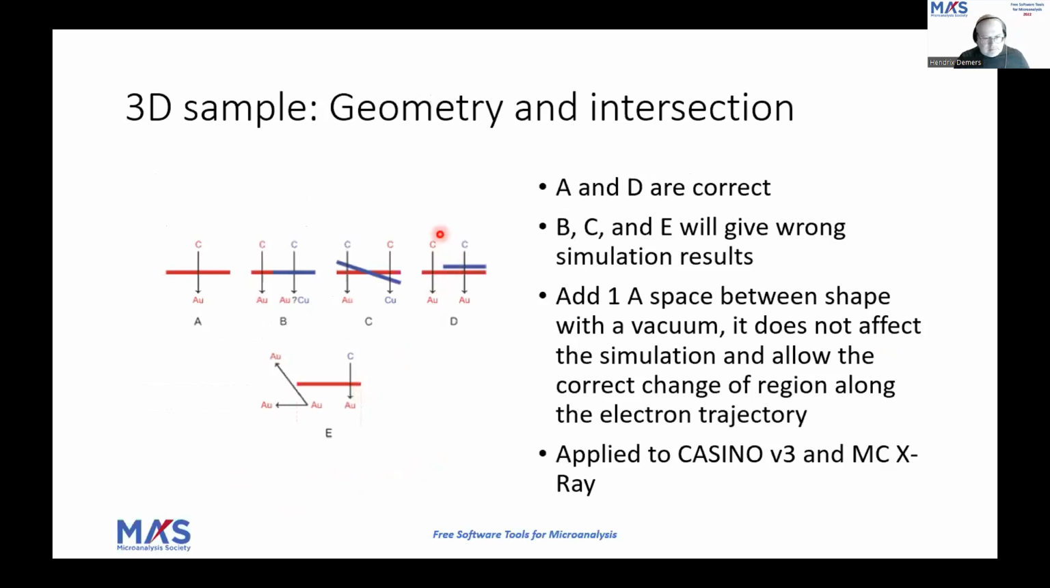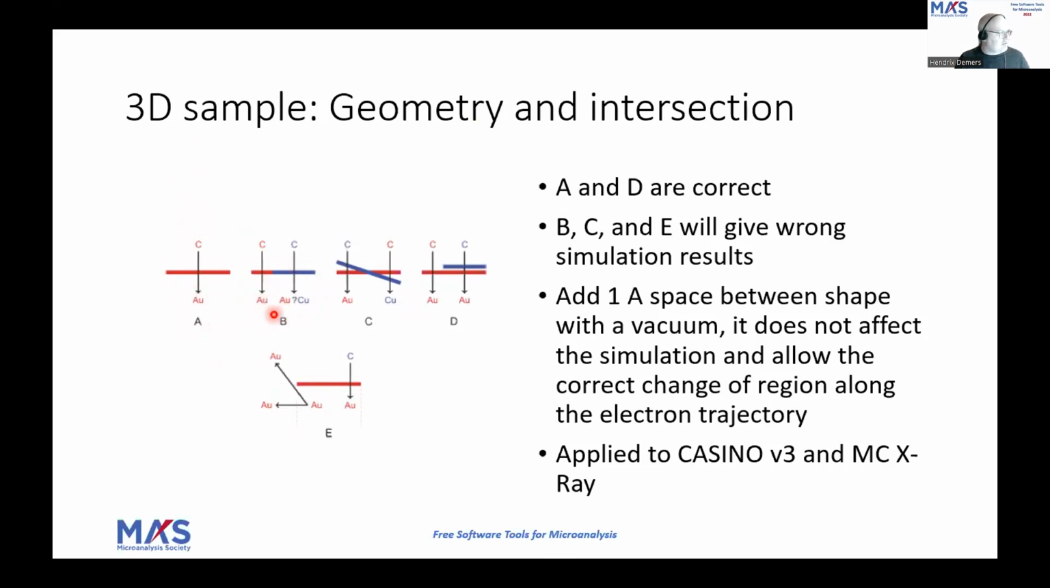Something very important is how you define your geometry for a 3D sample. This applies to Casino 3 and MCX3. In this example, there are two kinds of planes of the shape, touching or not touching, the red and the blue. So basically, A is good because the electron goes through the layers or the shape and the plane of the shape. So it can easily detect the change of region, which is basically the change of the material.